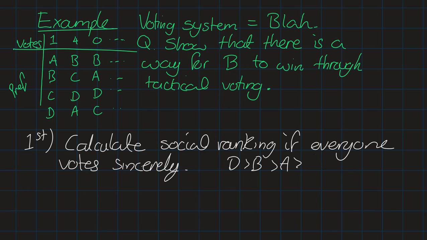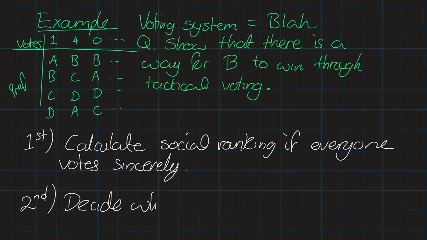If you've calculated the social ranking and B is already the winner, then either you made a mistake or I made a mistake when I wrote the question. But either way, it's not a good situation to be in. So B should not be the winner. The next thing you need to do is choose what type of tactical voting you're going to try and use. So decide what type of tactical voting.